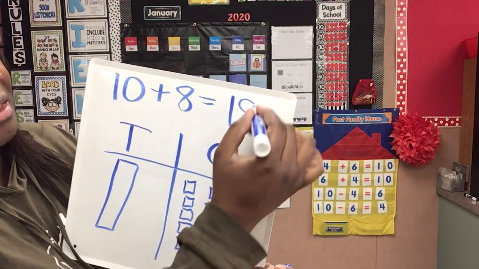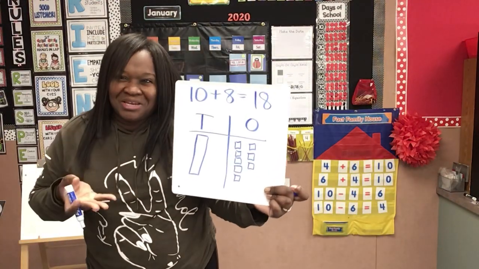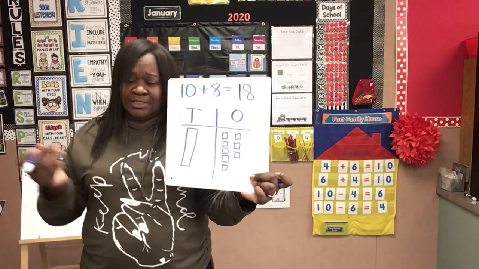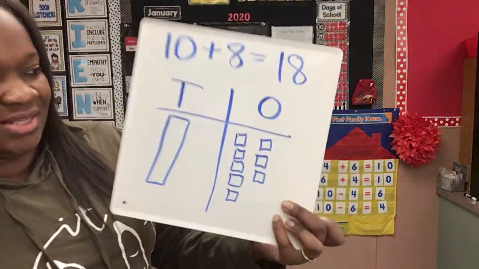I get 18. Some of you guys just knew it fast as a snap because you know any number plus 10 puts you in those teen numbers, right? So 10 plus 8, 18. All righty, that was fun.